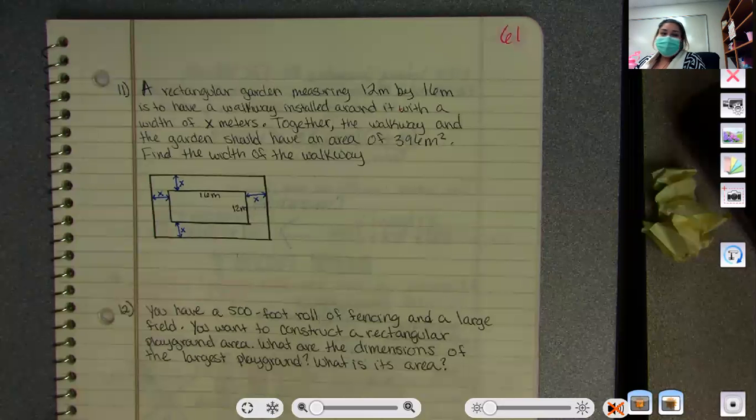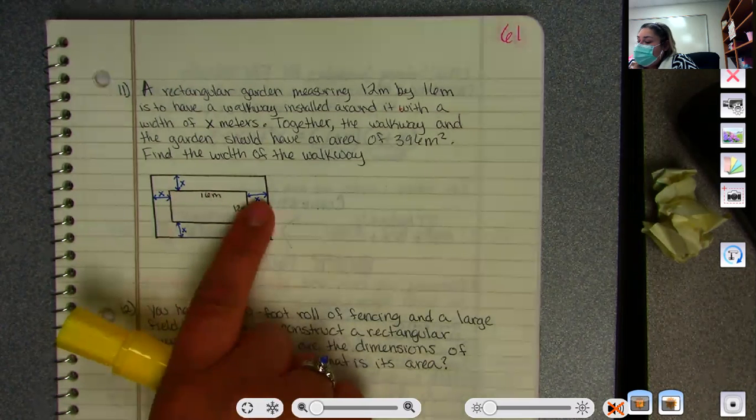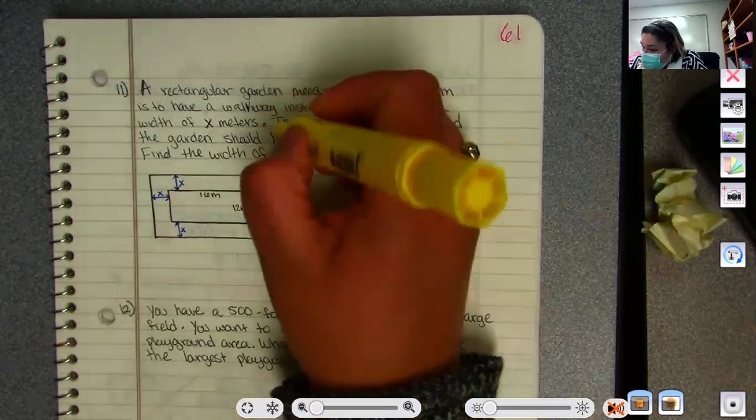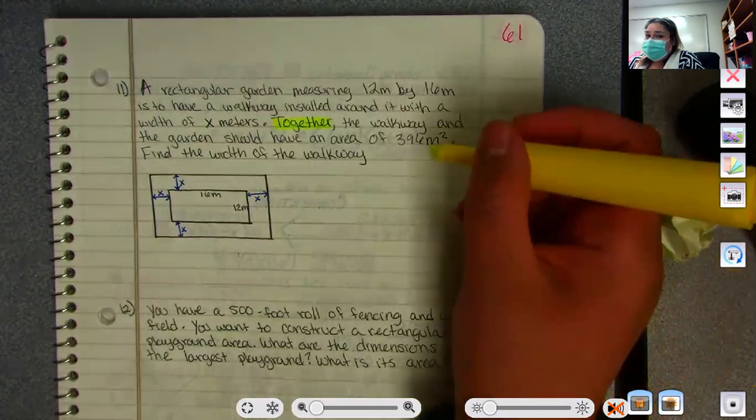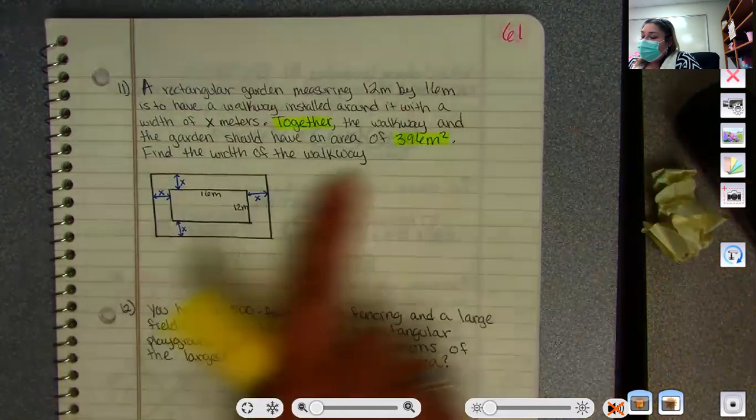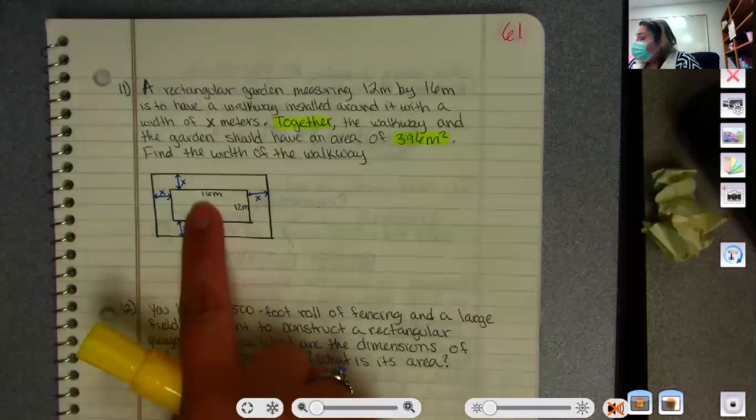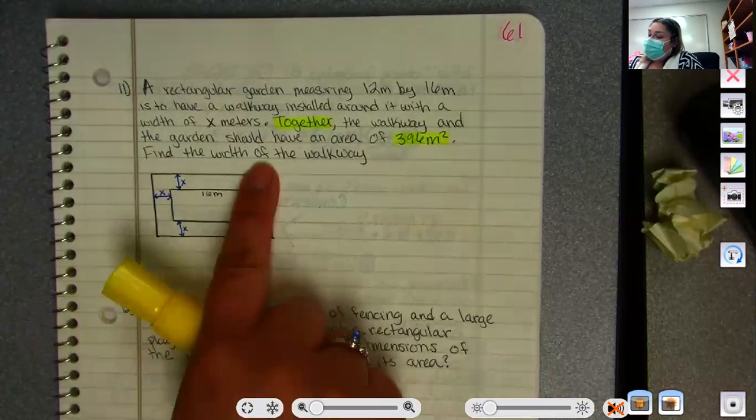Okay, so let's look at what we have because this can be a little wonky. A rectangular garden measuring 12 meters by 16 meters, that's right here, is to have a walkway installed around it with a width of x, right? Together, so inclusive, the walkway and the garden should have an area of 396 meters squared. So it's almost telling me this middle part is just there, right? So the area of this entire thing is 396. Find the width of the walkway.